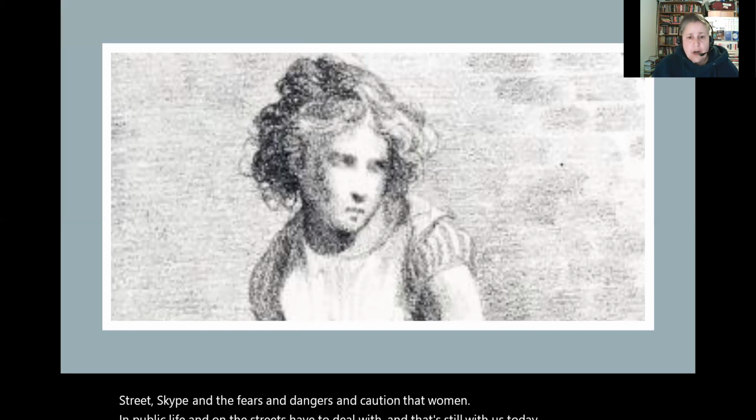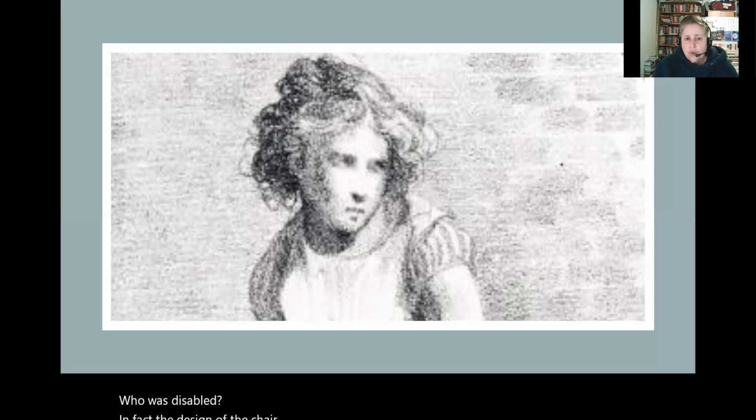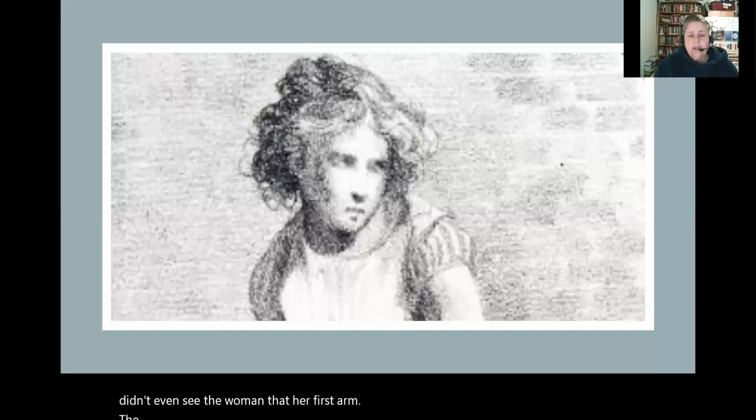So she would have seen this rather dodgy character. Maybe she thought he was a thief, maybe she thought he was drunk, who knows? But I would argue that she already was put into a state of fear before she even saw the older woman who was disabled. In fact, the design of the chair and the fact that it was being pulled would suggest that she didn't even see the woman. Her first appearance would have actually been this rather spooky vagabond man.